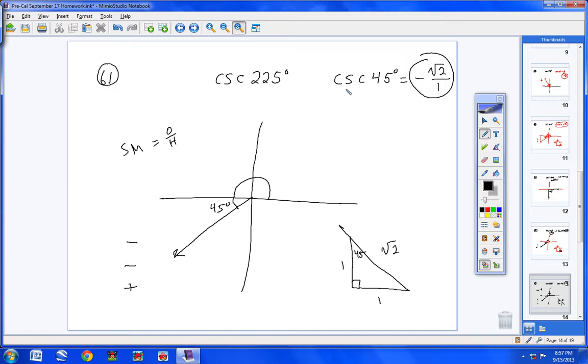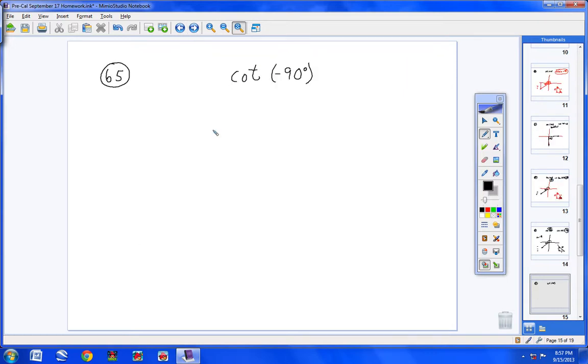So if the cosecant of 45 is this right here, then the cosecant of 225 is the same thing, negative square root of 2. All right, number 65, the cotangent of negative 90. This will be interesting. Let's see what happens here, okay? Let's go ahead and draw our coordinate plane. We know we're going to rotate down 90 degrees like this, and then we have one of those situations where the angle falls right on the axis. So we're going to use our calculators.